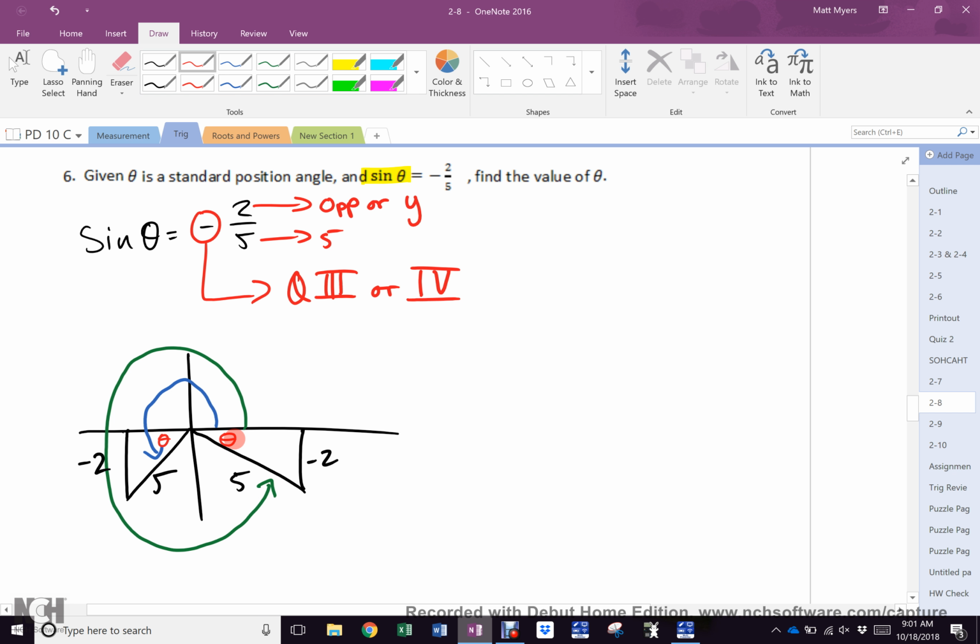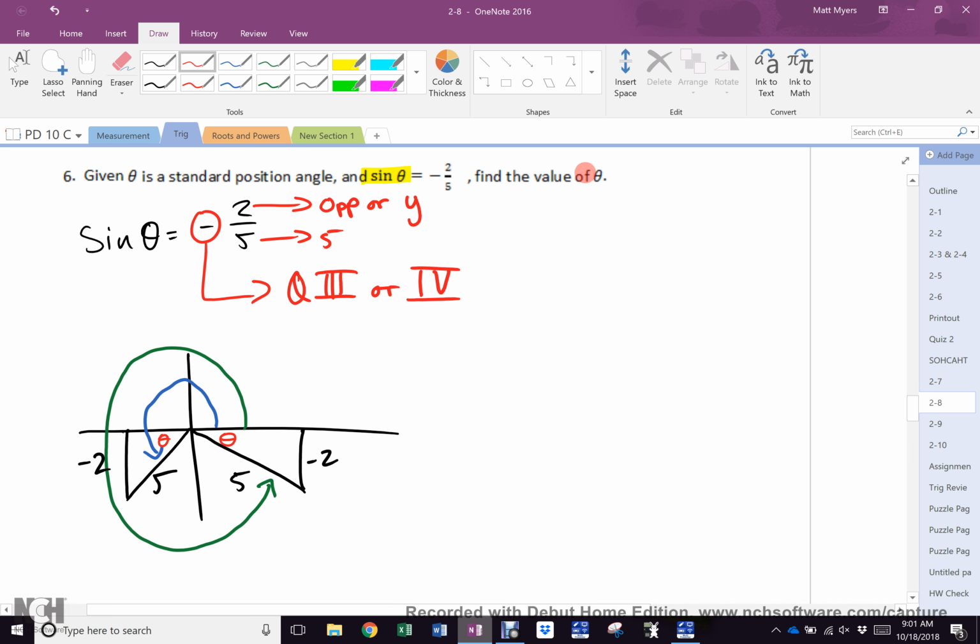Can you tell me which theta I want, blue or green? Some people are going yes, some people are going no. Can you tell me which one of those I want? Do you have enough information? No, of course not, because they're both going to be the same, aren't they?